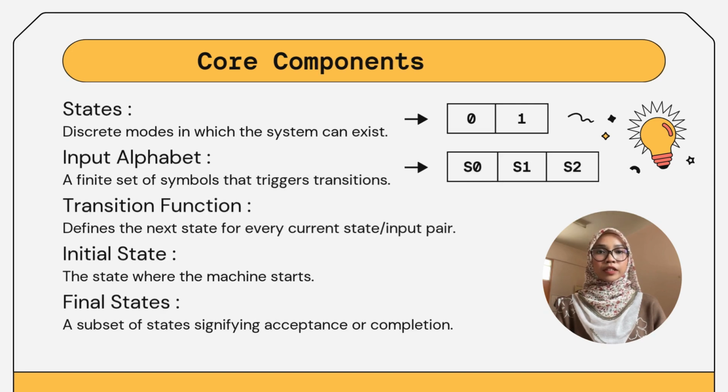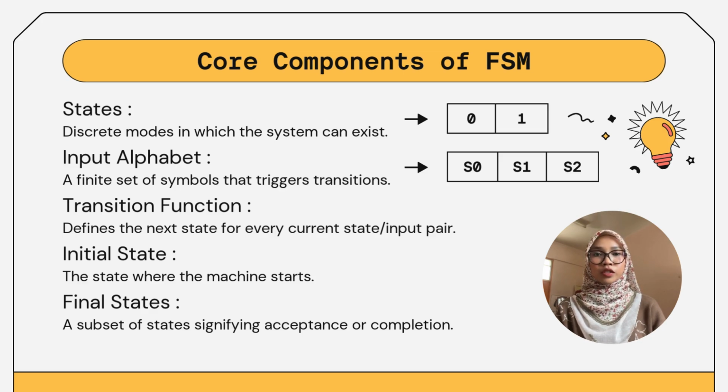FSM has a few main components. First is the set of states. These are like the different situations or positions the system can be in. Next, we have the input alphabet. This is the set of possible inputs. Then, we have the transition function, which tells us how the machine moves from one state to another based on the input. There is also an initial state. This is where the machine starts. And lastly, the set of final states, which usually represents a successful outcome.